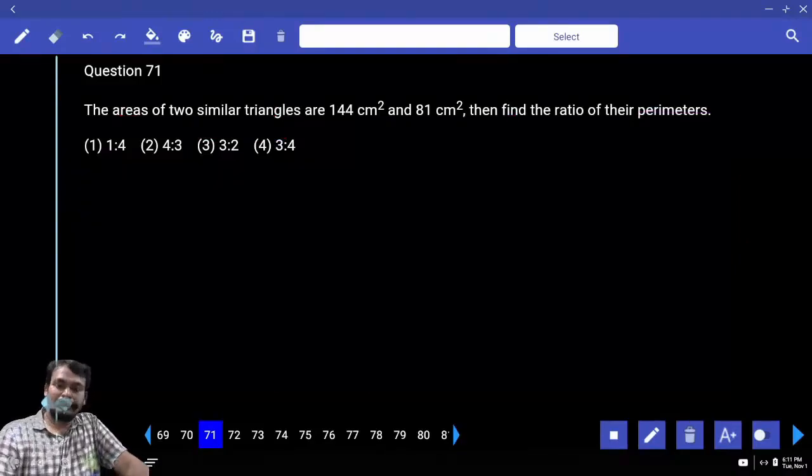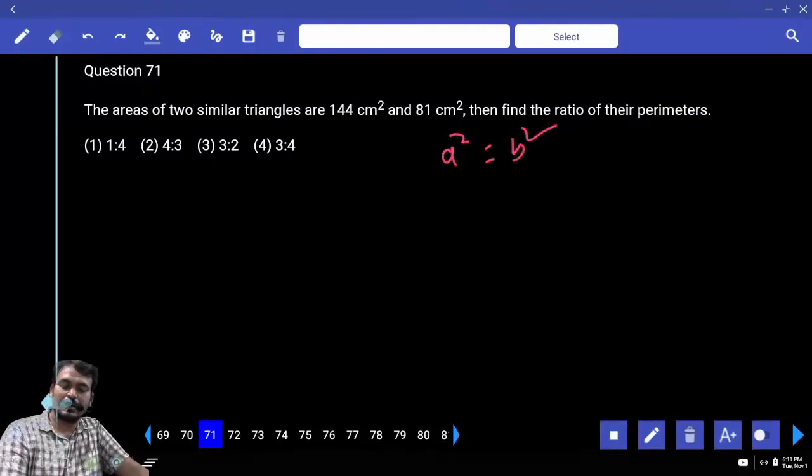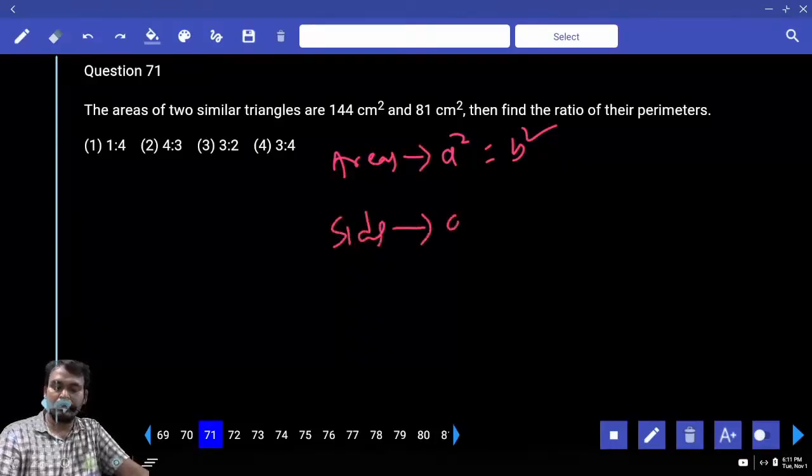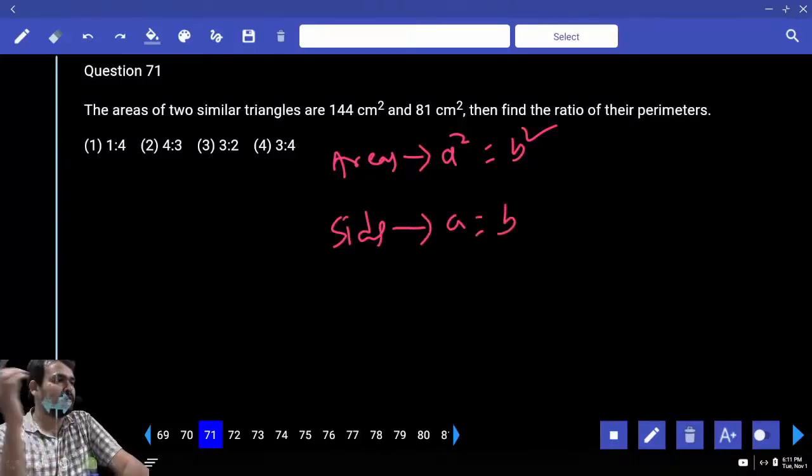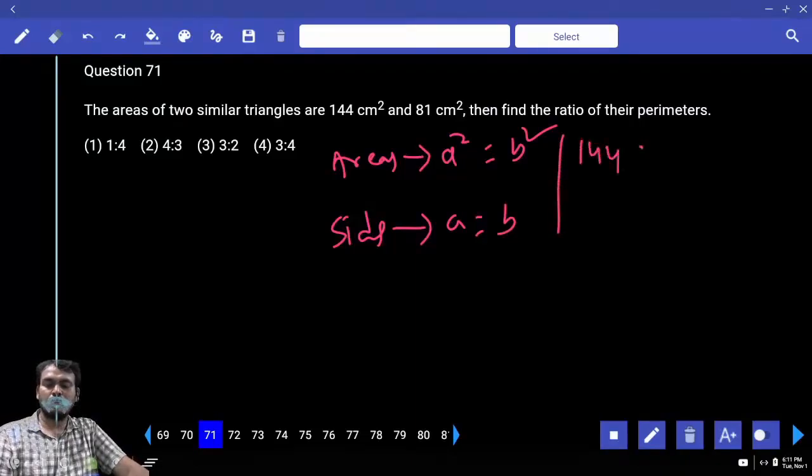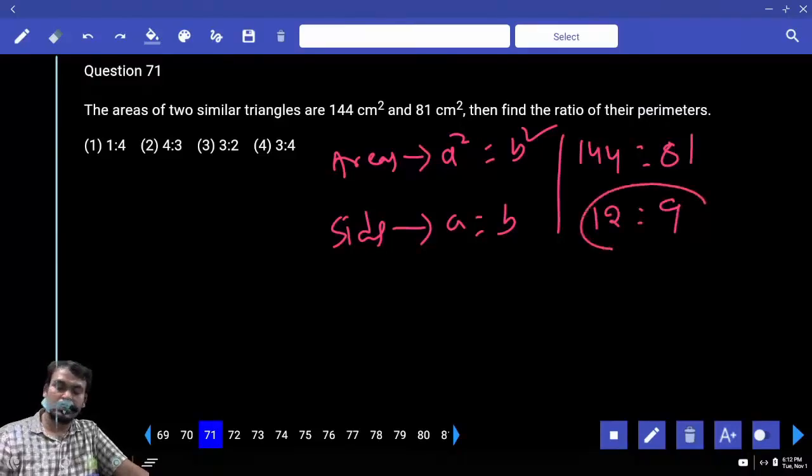In similar triangles, if areas are a square is to b square, then sides are in the ratio a is to b. Here a square is to b square is 144 is to 81. Then the sides are in the ratio 12 is to 9, which means 4 is to 3.